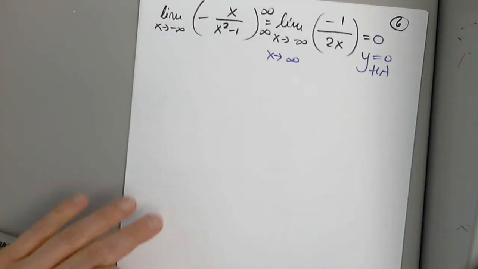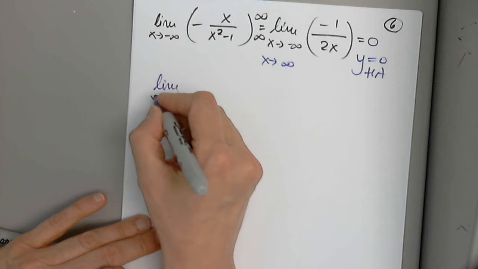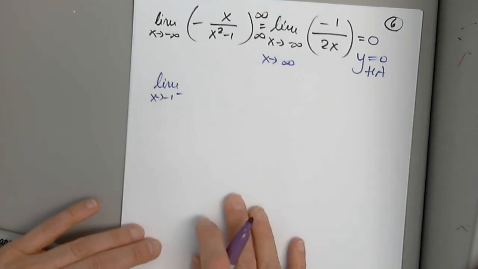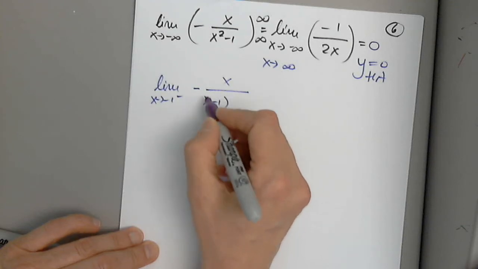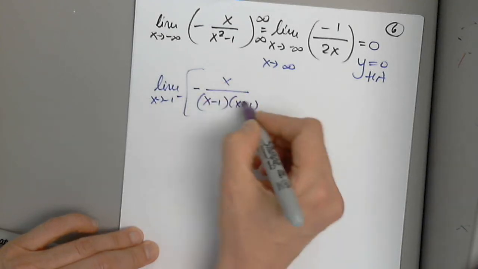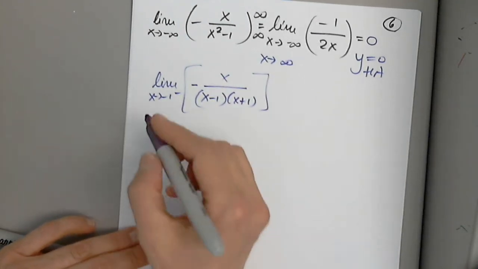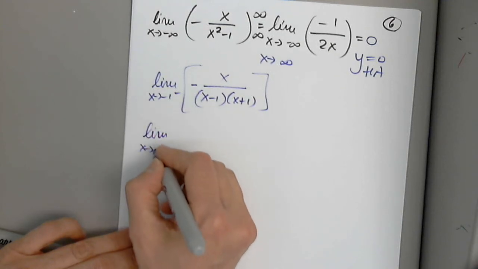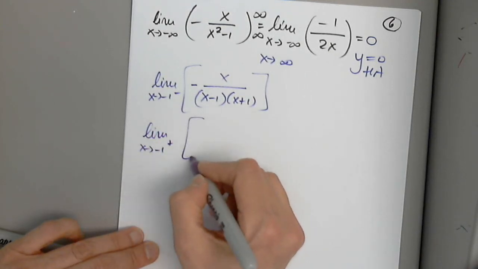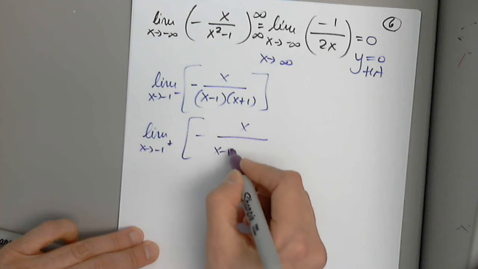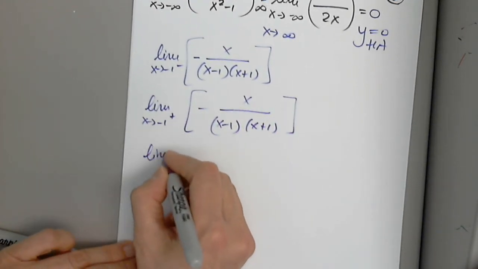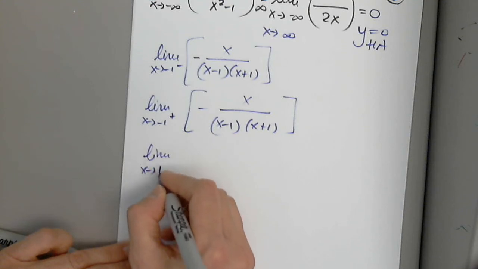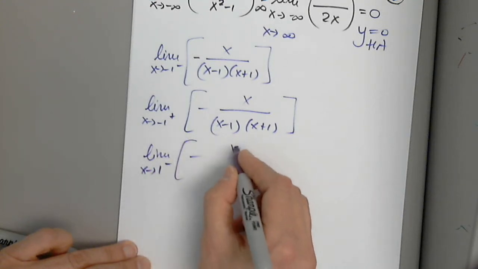So let's find the limit as x approaches negative 1 from the left. And now, maybe in a way, I prefer this form of the function. The limit as x approaches negative 1 from the right of negative x over x minus 1 times x plus 1. I'm writing all four. So this is negative 1 from the left.